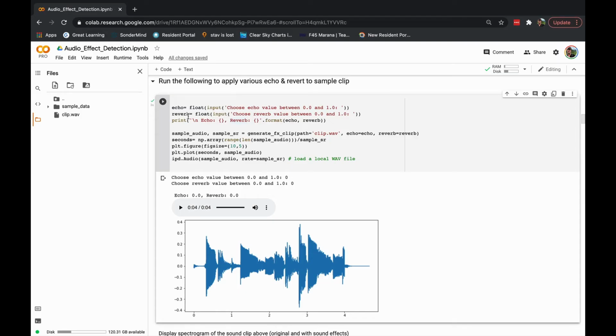Before getting in the weeds, I give the audience an opportunity to hear the echo and reverb effects for themselves. Let's start with no effects.